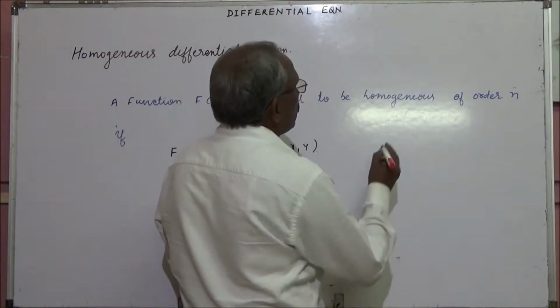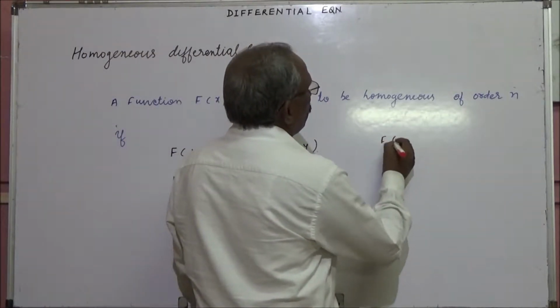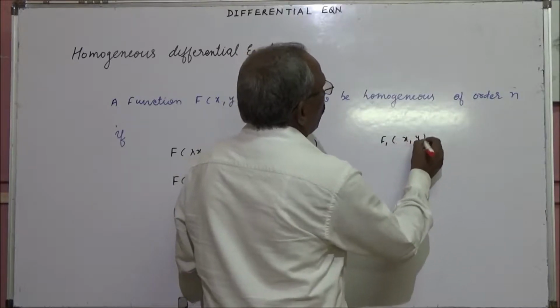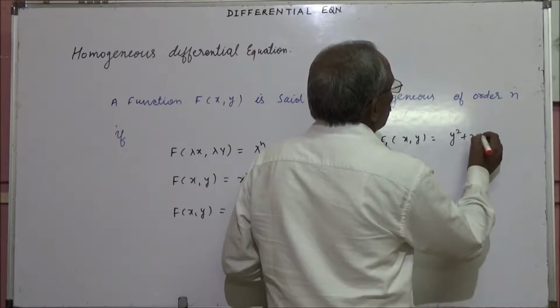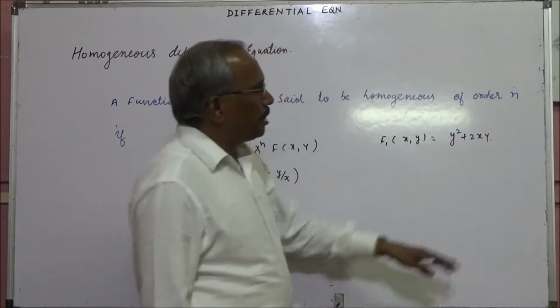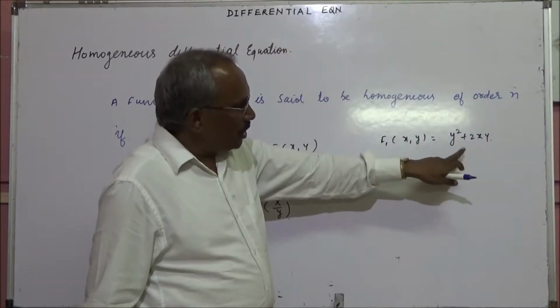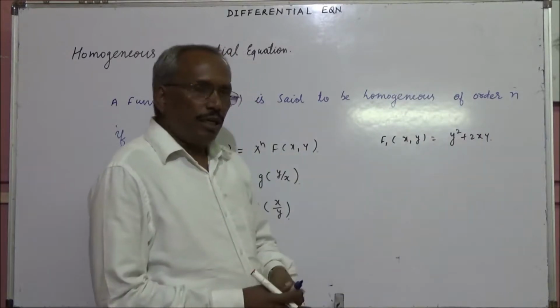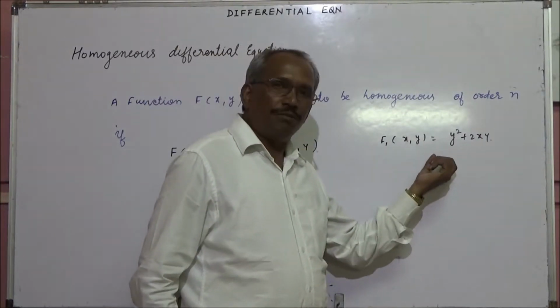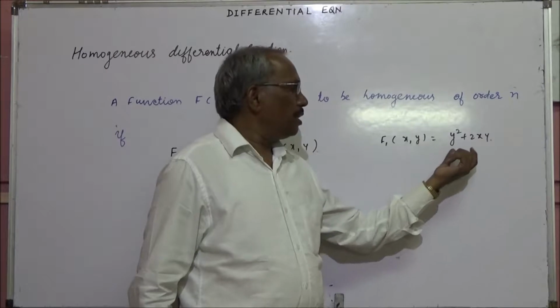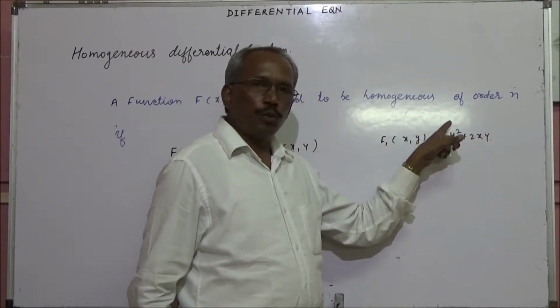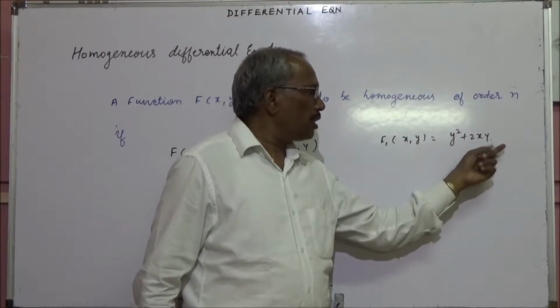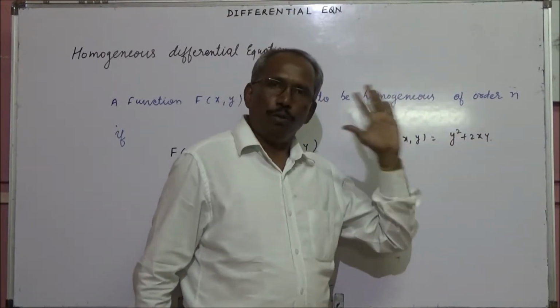So for example, see here, we will write f1(x, y) is equal to y square plus 2xy. So what is the degree of this function? Degree of this function means the degree of each term involved in this function. What is the degree of y square? It is 2. The degree of 2xy is 1 plus 1, 2.